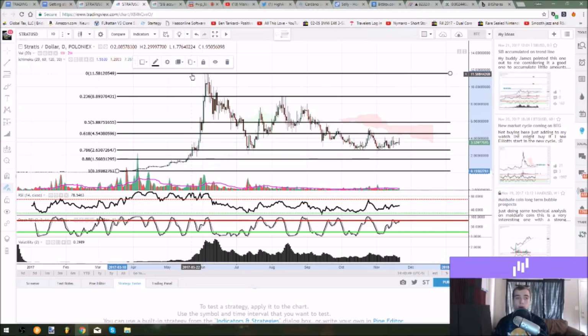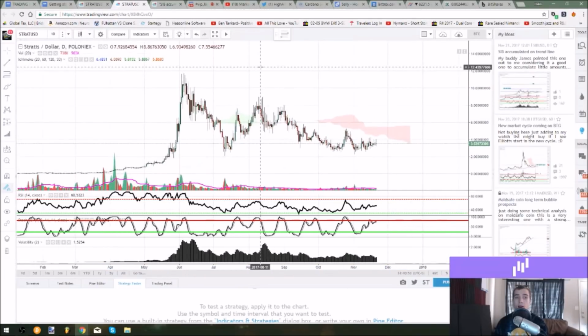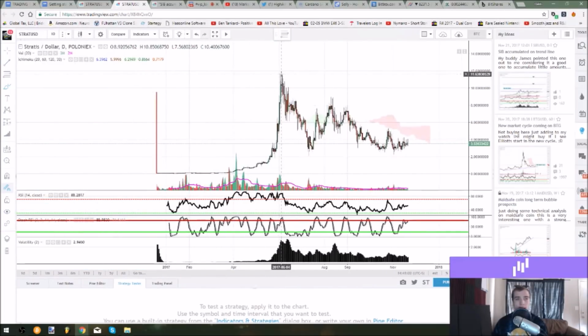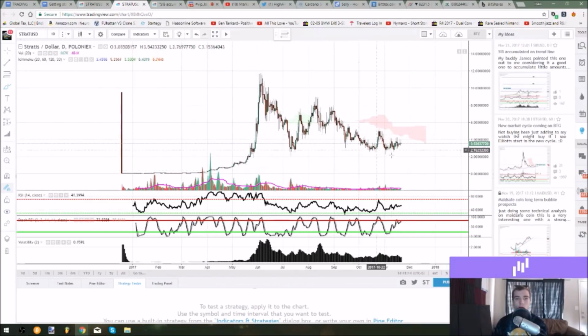Now, if we're trying to look for an entry, we have to find another lower high. So when a coin is uptrending, it's making higher highs and higher lows, and you want to buy on one of those higher lows. In this case, this coin has been on a downtrend since 06-04 of 2017 when it peaked, but it is looking like it could start a bigger bullish trend. So this could be a lower high in a bigger bullish trend.